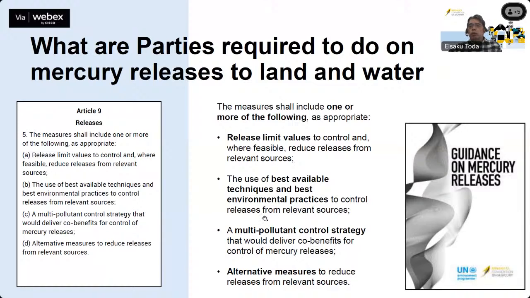But BEP, I'm going to speak about this further. And the third option is a multi-pollutant control strategy. So the release control not only on mercury, but as a part of the control of industrial wastewater, including the other metals or the organic pollutants and so on. And number four are the alternative measures. So any other measures that parties deem appropriate.